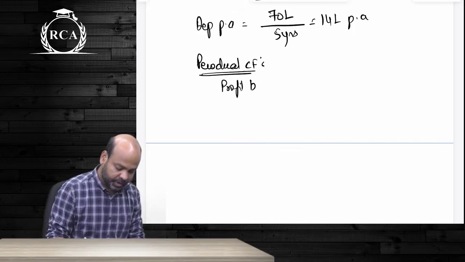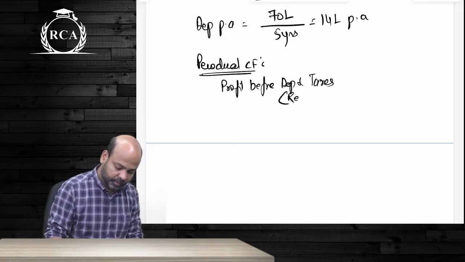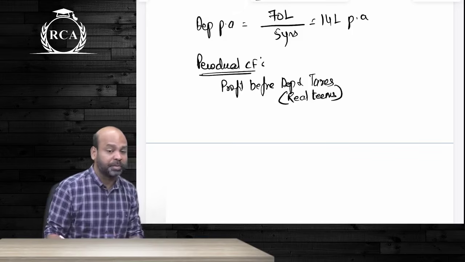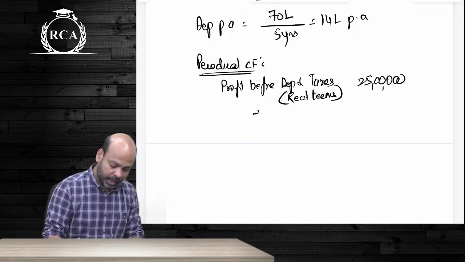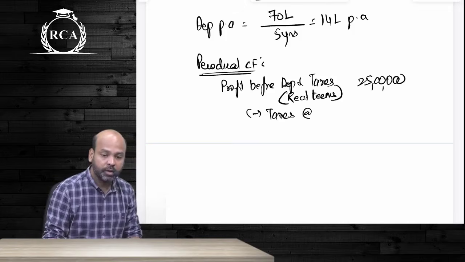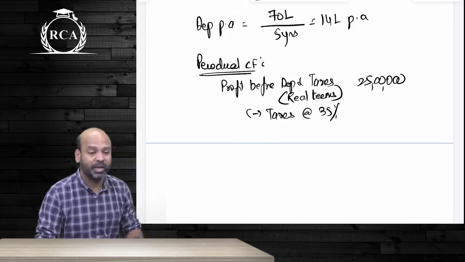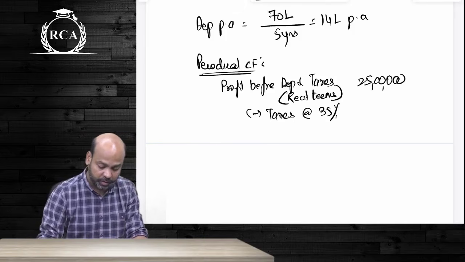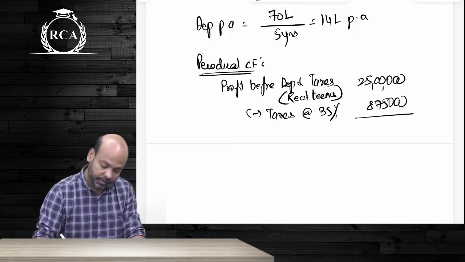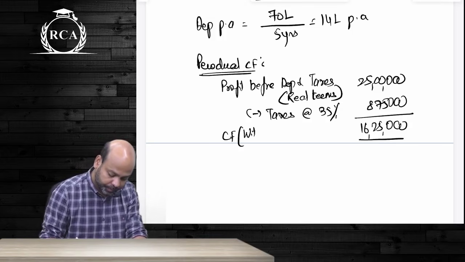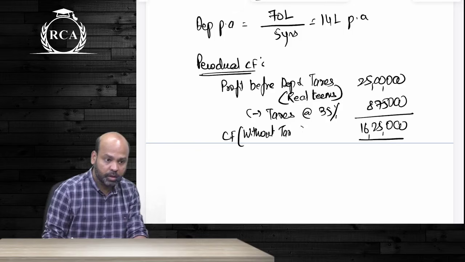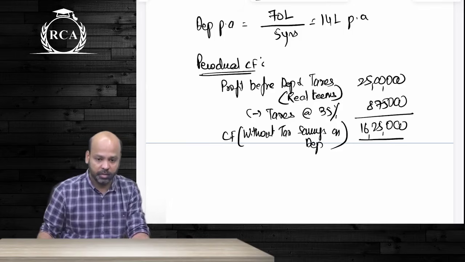Profit before depreciation and taxes. Is this in real terms? This is in real terms. Do you have to remove the impact of inflation from this? No. How much is this? 25 lakhs. From this, I am going to deduct taxes at the rate of 35%. 35% would mean 8 lakhs 75,000. How much will be left, guys? 16 lakhs 25,000. This is my cash flow, but without tax savings on depreciation. Are we clear about this, guys?